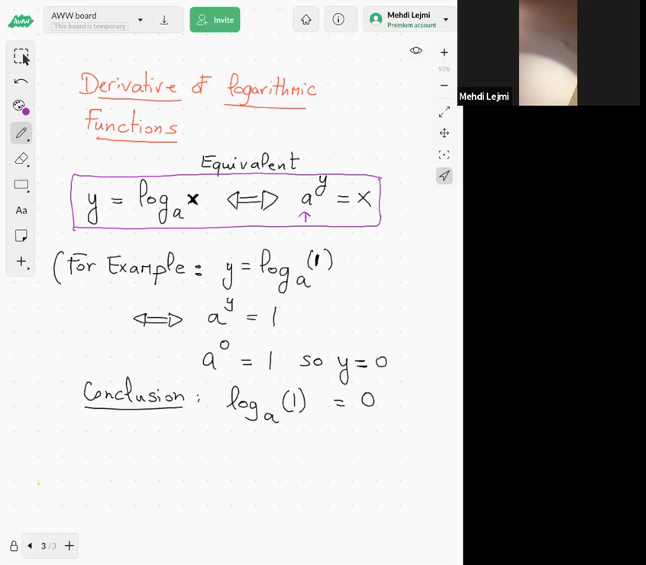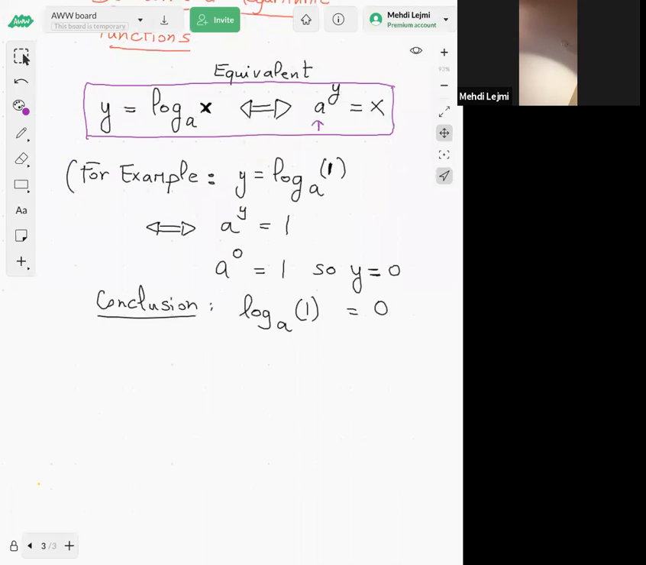All right, so now, just to remind you, natural log. Natural log is when the base a is equal to the number e, right? So this is just to remind you. So when you say natural log of x, ln of x, that's the log in base e of x, right?